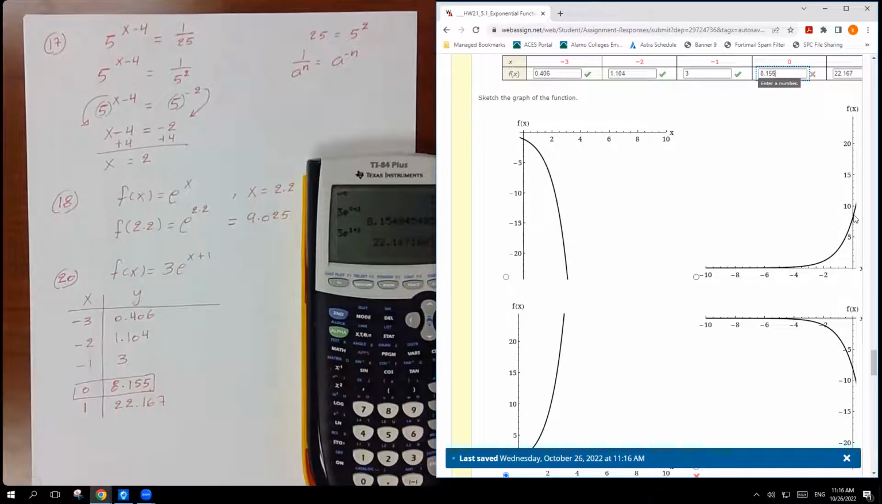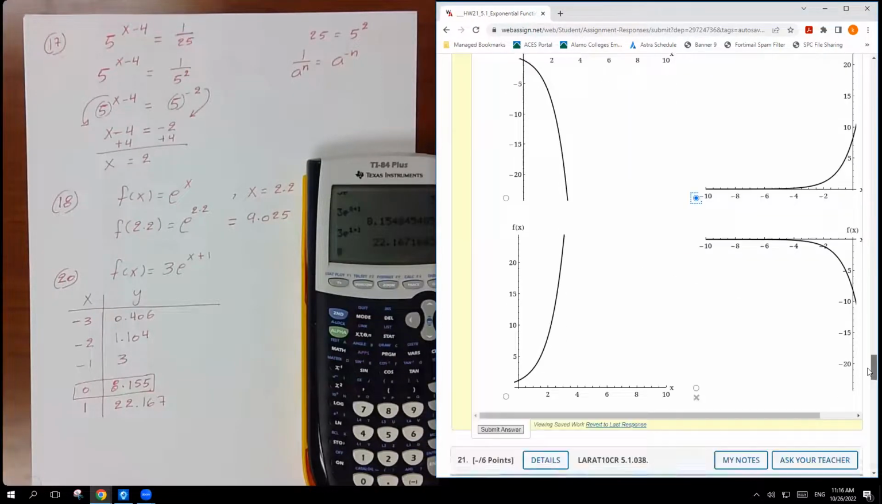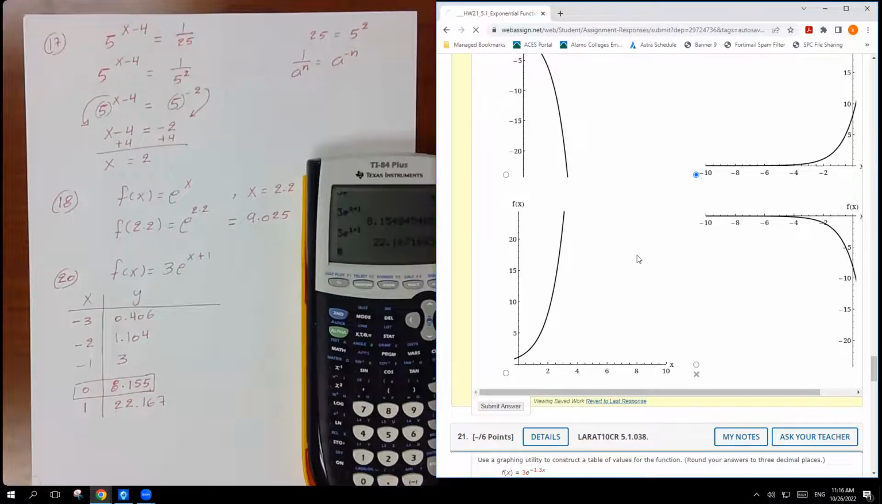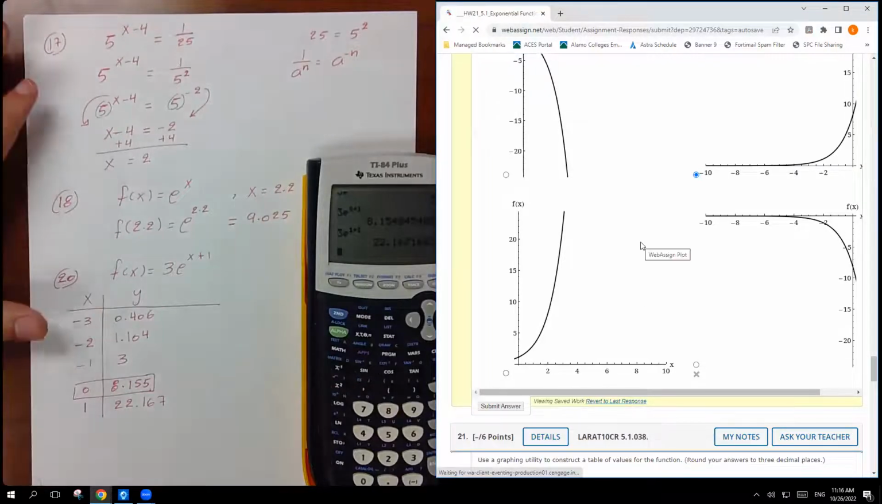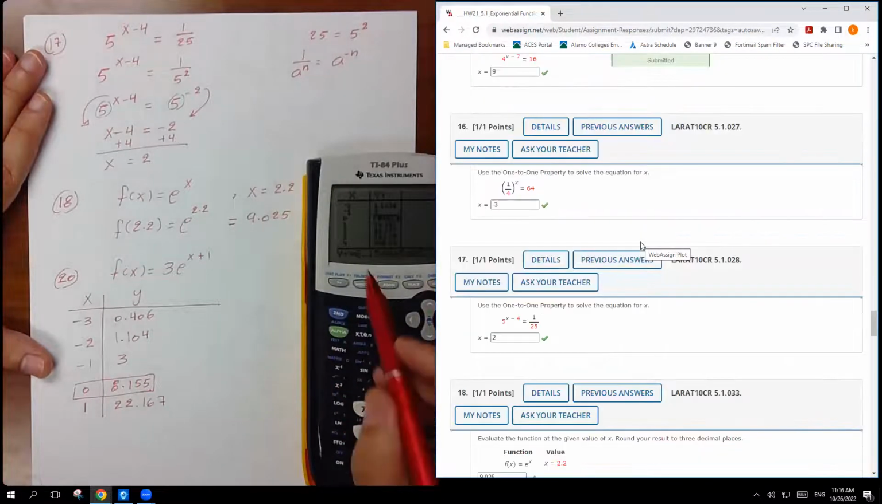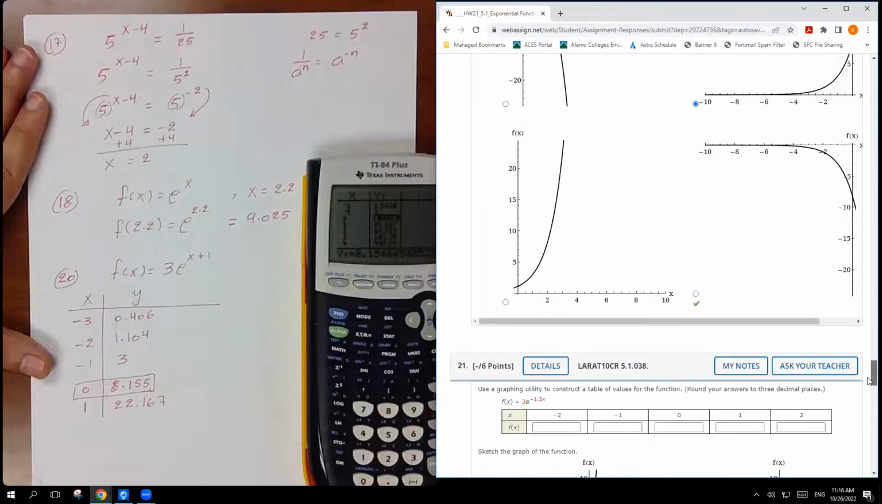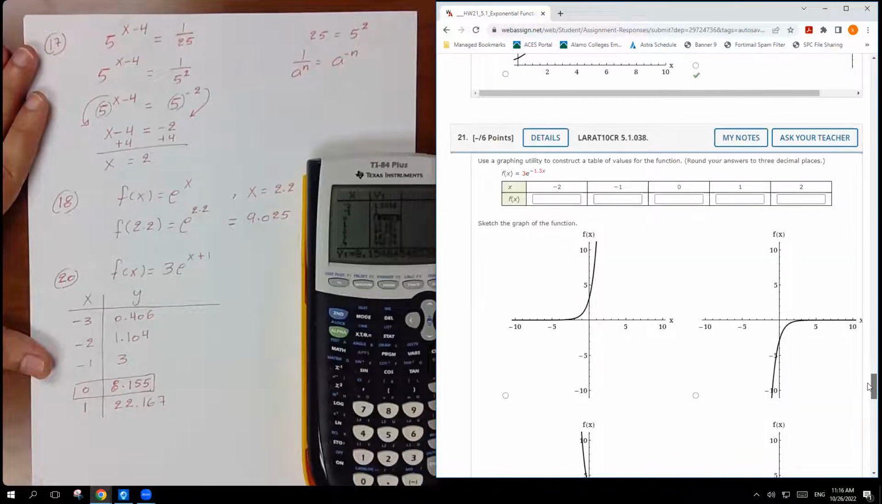Because we have a 5, 6, 7, 8, which is not 8, it's 8.155. We have to choose this one. Even if you check the table, yeah, this one is 8.15. Now this is the right graph. The same thing with example 21.